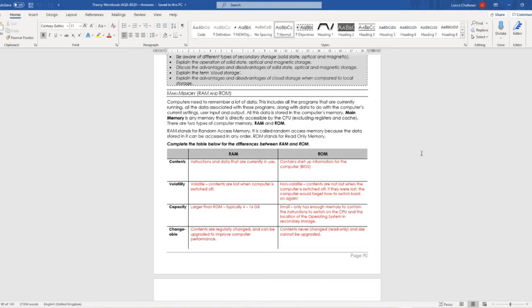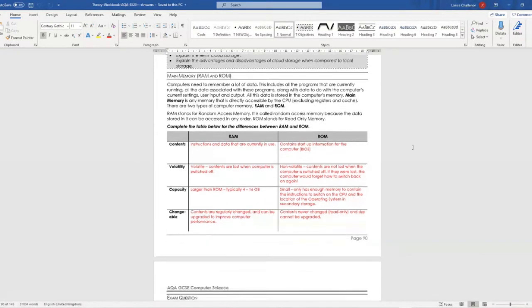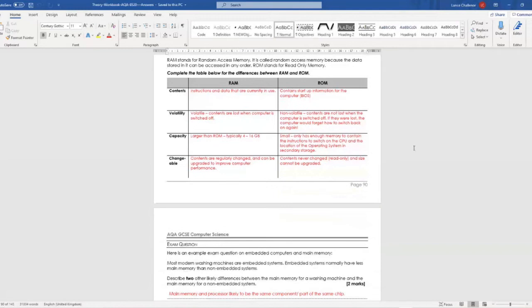So if we weren't doing A level, we would talk about that and say, well, actually, but in GCSE, we'll stick to the fact that read-only memory, the contents are never changed, and the size can't be upgraded, right? So your ROM is normally on your motherboard anyway. So to upgrade your ROM, you need to upgrade your motherboard. So you don't upgrade your ROM. So that's RAM and ROM, the difference between the two, and that could be a potential question.